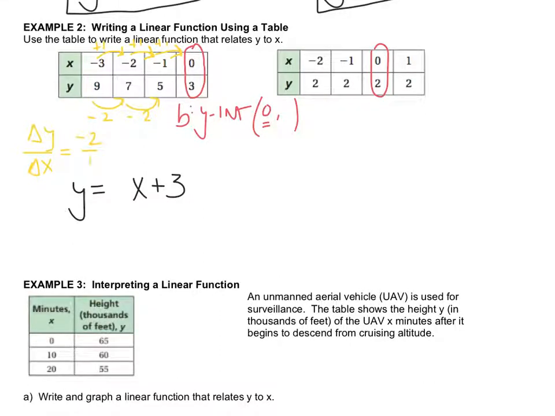-2 over 1. Don't fall into the trap of doing x over y, because the table is written this way. Change in y is the -2 over 1, which can reduce to -2. So there is the equation or function rule of that table.